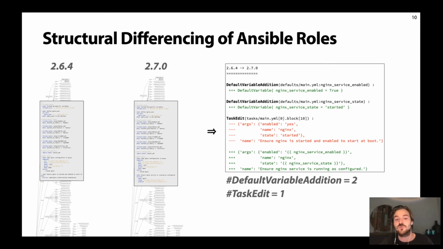Then we actually want to know what kind of structural changes happen between two versions of a role. So given the structural representation of two versions of this role, we need to be able to extract concrete changes. For that, we implemented a structural differencing algorithm that uses domain-specific knowledge to extract over 40 different concrete change types. For example, for these two trees that we see on the left-hand side, we get a summary of the changes that happen between them, and then we can count the number of occurrences of each of these change types, which gives us metrics of the structural differences between two role versions. In this case, we find 2 additions of default variables and 1 edit of a task.